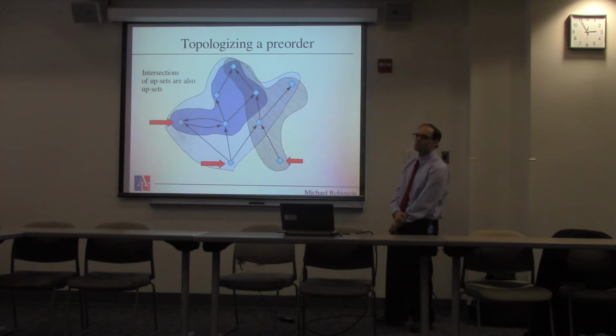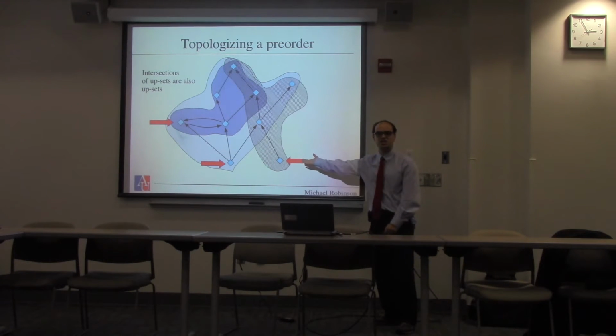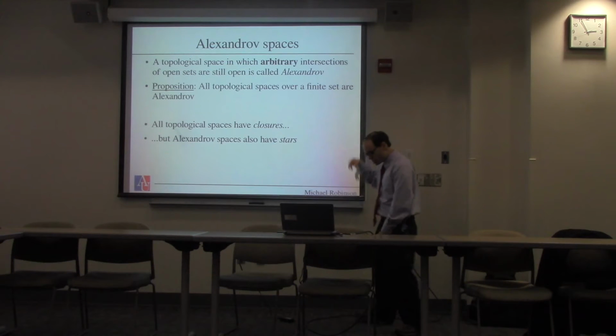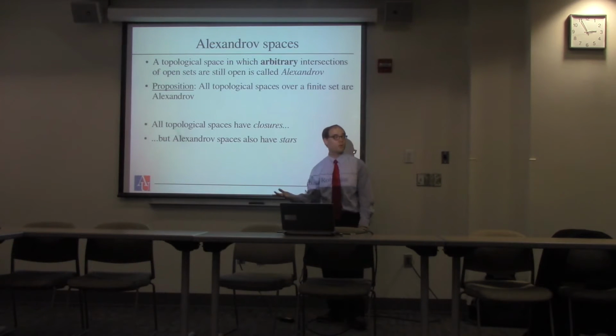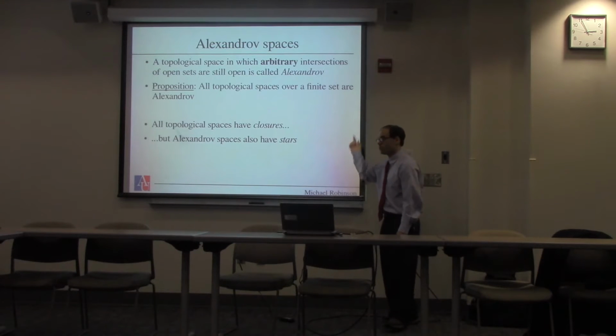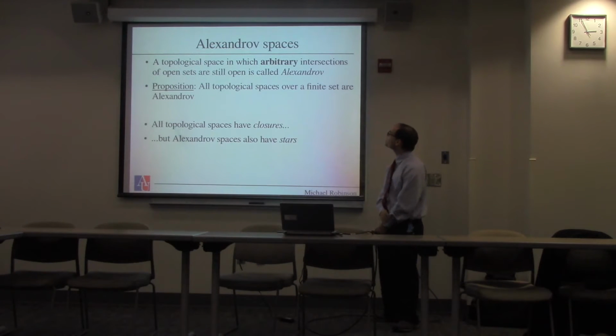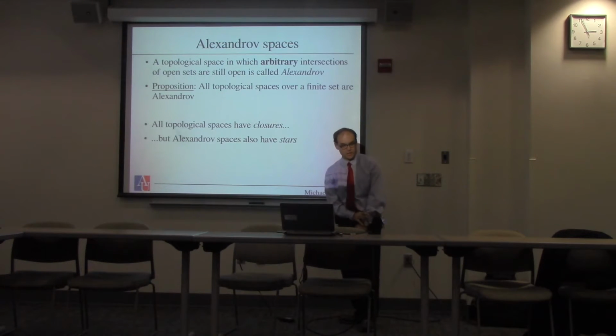And I said that topologies have to be closed under any unions and finite intersections. Well, gosh, I only have finite intersections to check. So in fact, a space in which I'm allowed to take any intersections that I might want to construct is called an Alexandrov space. Well, therefore, easy proposition, practically doesn't even deserve the name proposition, is that all topological spaces over finite sets are Alexandrov.